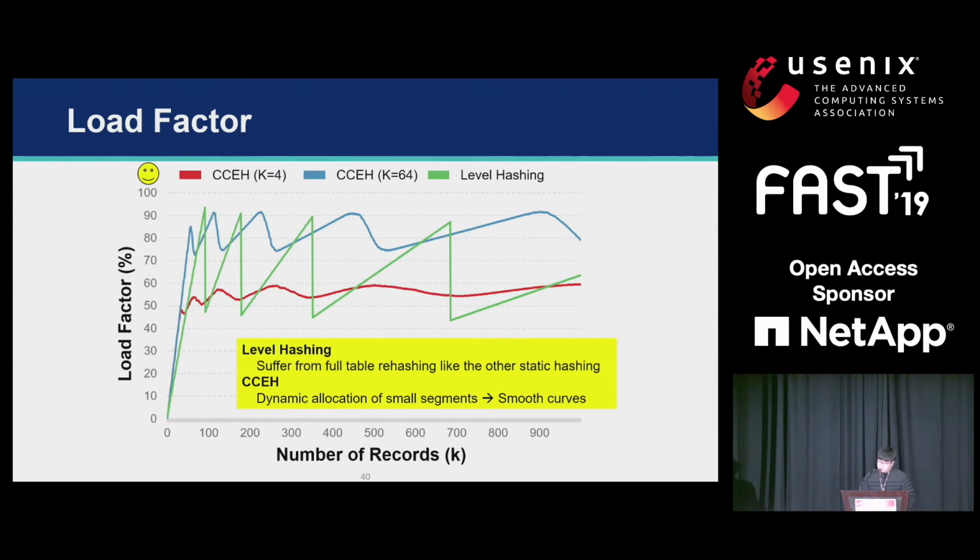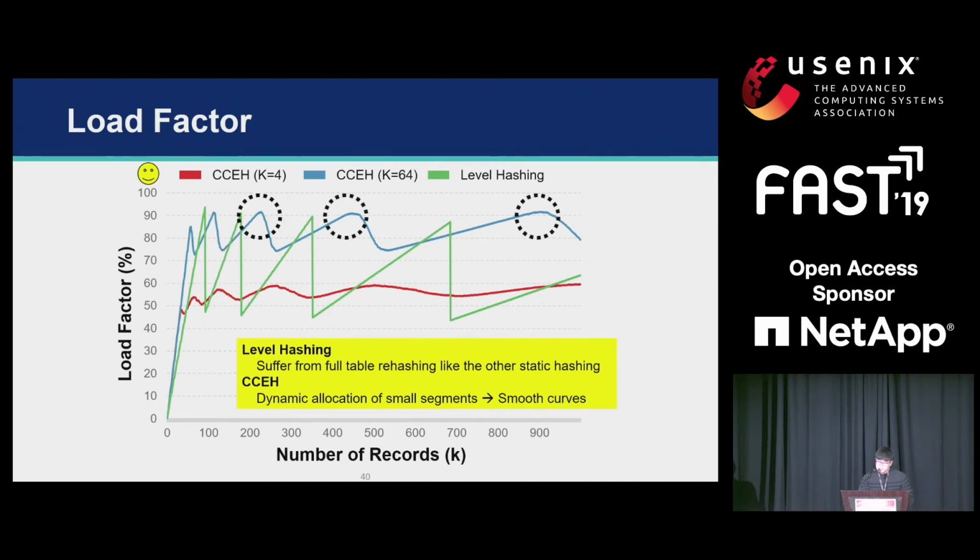This graph shows the space utilization of CCEH and level hashing. Due to the full table rehashing, the load factor of level hashing drops down to 50% after each rehashing. However, our CCEH dynamically allocates small segments on demand. Therefore, it shows much smoother curves.